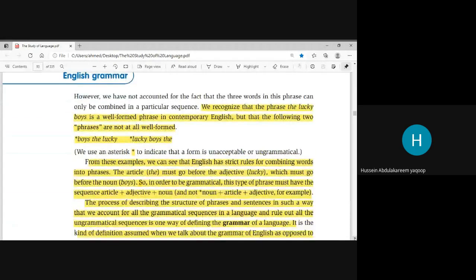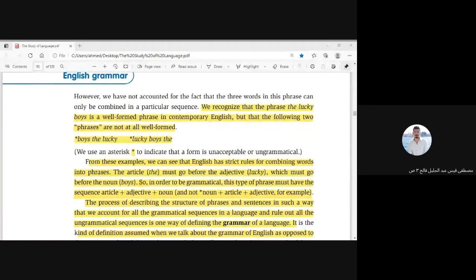Now, English grammar: I may first ask you to tell me what is the meaning of English grammar, in terms of definition. If you have any idea, please raise your hand. Let me see it. Yes, please. I may start with Mustafa, then I go to Sabah. Mustafa, can you give me your full name, please? Yes, Dr. Mustafa Qais Abdel.